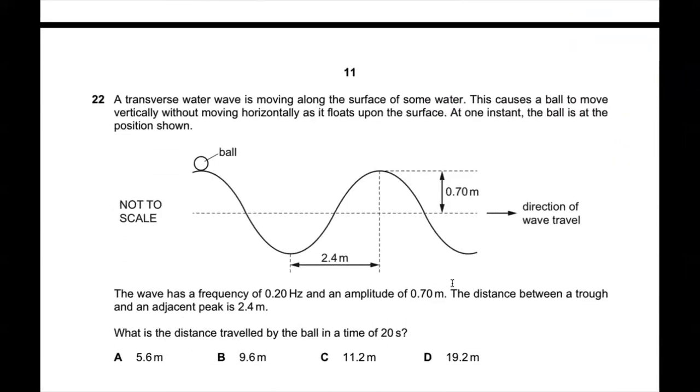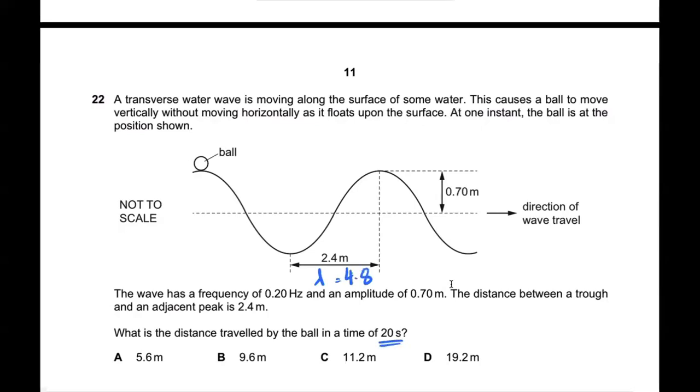22. So a transverse water wave is moving along the surface of some water. This causes the ball to move vertically without moving horizontally as it floats. At one instant, the ball is at the position shown. The wave has a frequency of this much, amplitude of this much, distance between a trough and an adjacent peak. So you can see this is half the wavelength is 2.4. So the actual lambda would be double of this, which would be 4.8. What is the distance traveled by the ball in a time of 20 seconds?